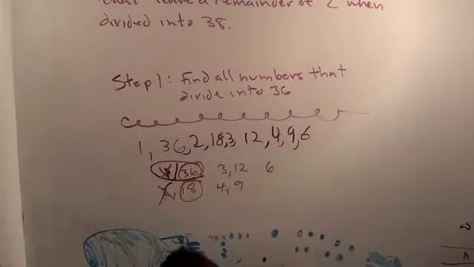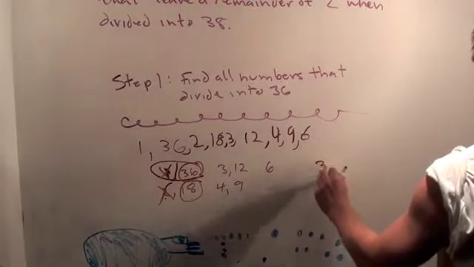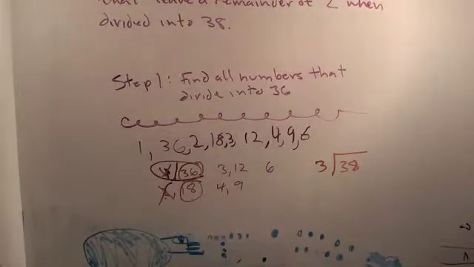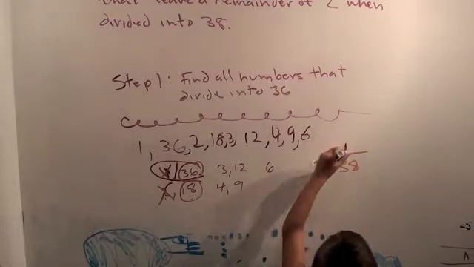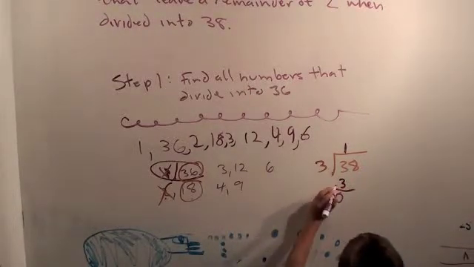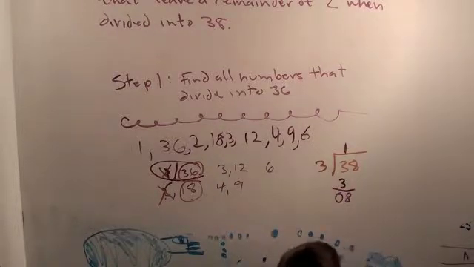What about 3? Does 3 leave a remainder 2 when divided into 38? Goes into 38. How would you do that? Well, 3 goes into 3 exactly once. Okay. And then 1 times 3 is 3, and we subtract that. We add 0, bring down the 8. 3 goes into 8 2 times.